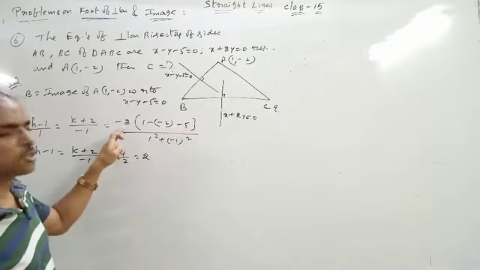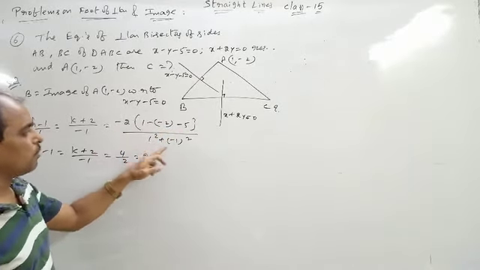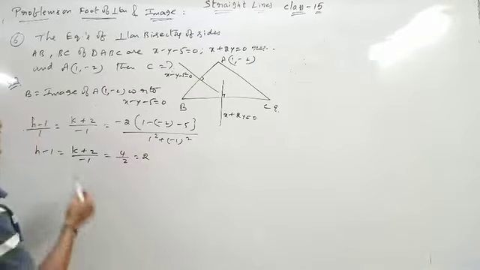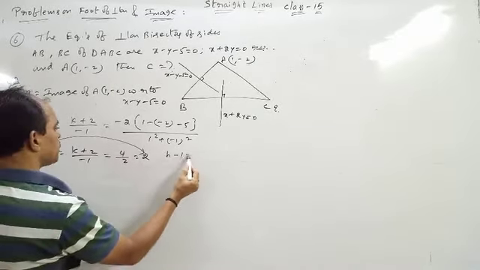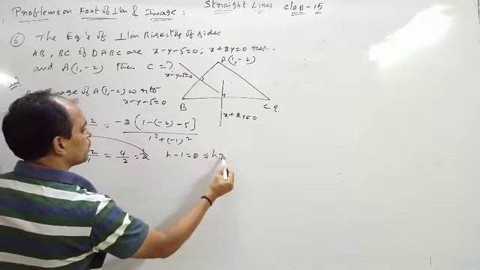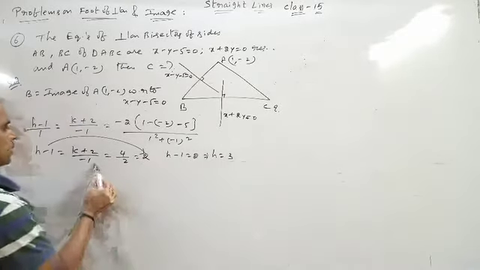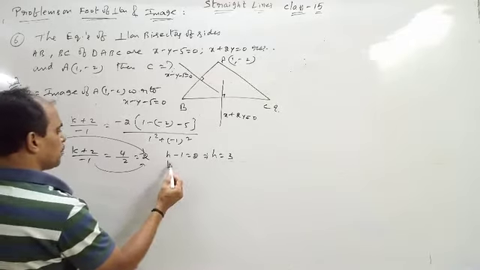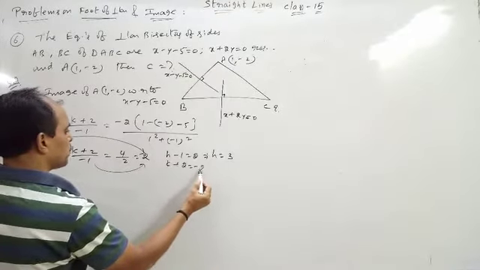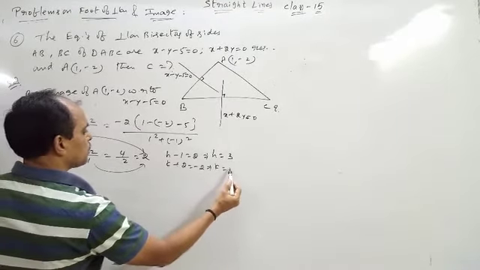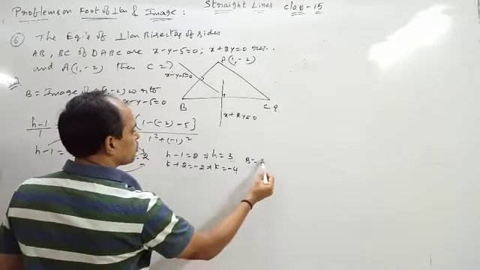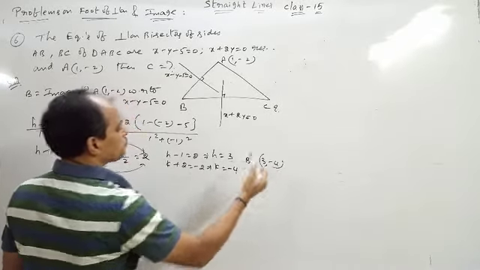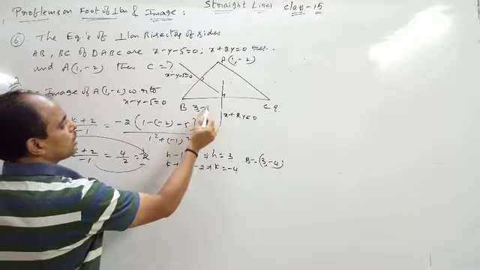Minus 2 into minus 2, 4. 4 by 1 plus 1, 2. 4 by 2, 2. So, equating these two, H minus 1 is equal to 2. H is equal to 3. Equating these two, K plus 2 is equal to minus 2. K is equal to minus 4. Now B is equal to, what about B? 3 comma minus 4. So this point is 3 comma minus 4.